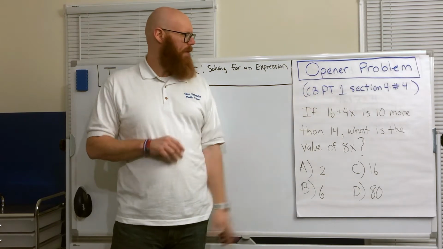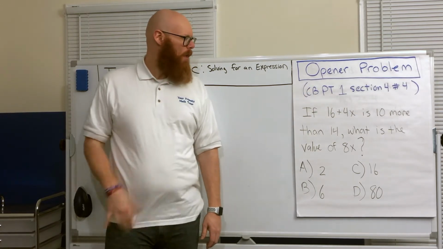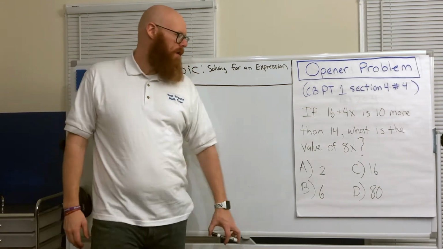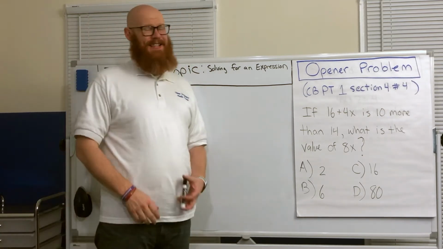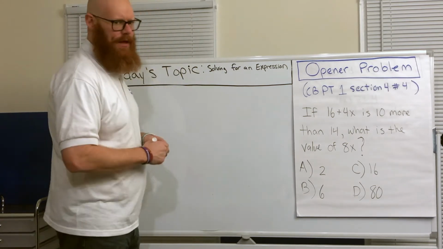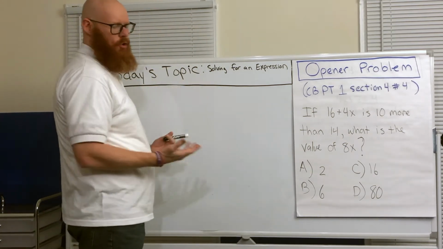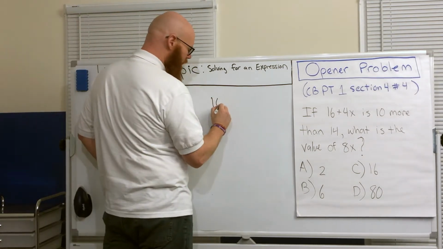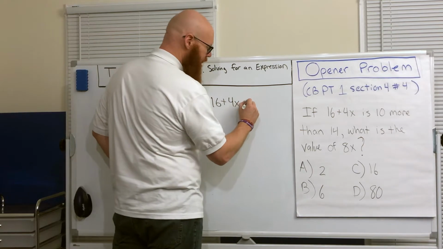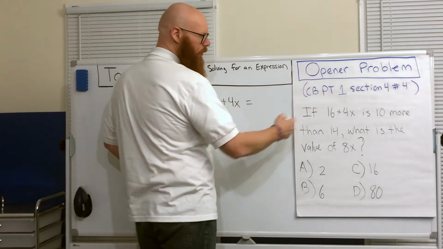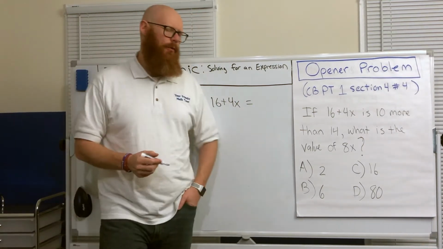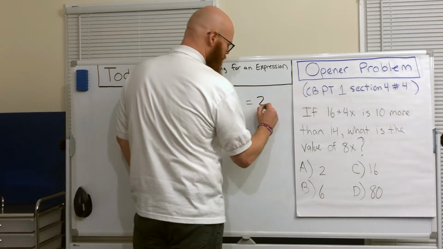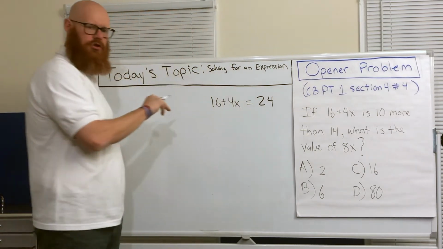This is College Board Practice Test 1, Section 4, Number 4. If 16 plus 4x is 10 more than 14, what is the value of 8x? The first thing is they don't write it as an equation, but we're going to do that. As I read this, I would have said, okay, 16 plus 4x equals 10 more than 14, and 10 more than 14 is just 10 plus 14, which is 24. So they give us an equation to solve. I would have done that first regardless.